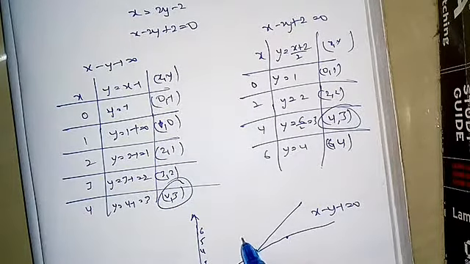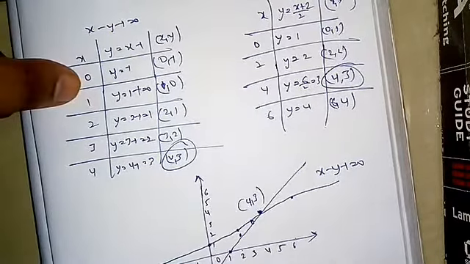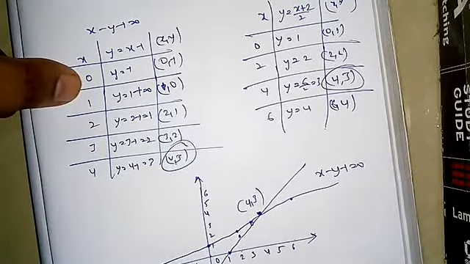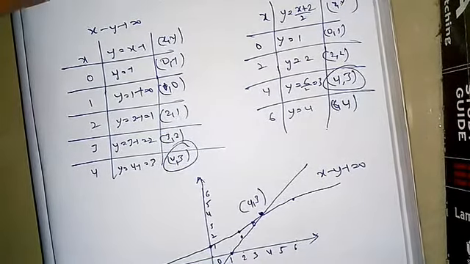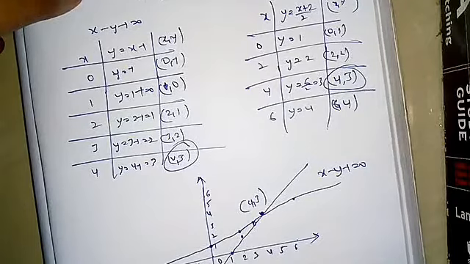It is intersecting at 4 comma 3. So 4 comma 3 is the solution. That means number of weeks x is equal to 4 and number of flowers y is equal to 3. Let's check the answer. Yeah, 4 comma 3 is the solution.